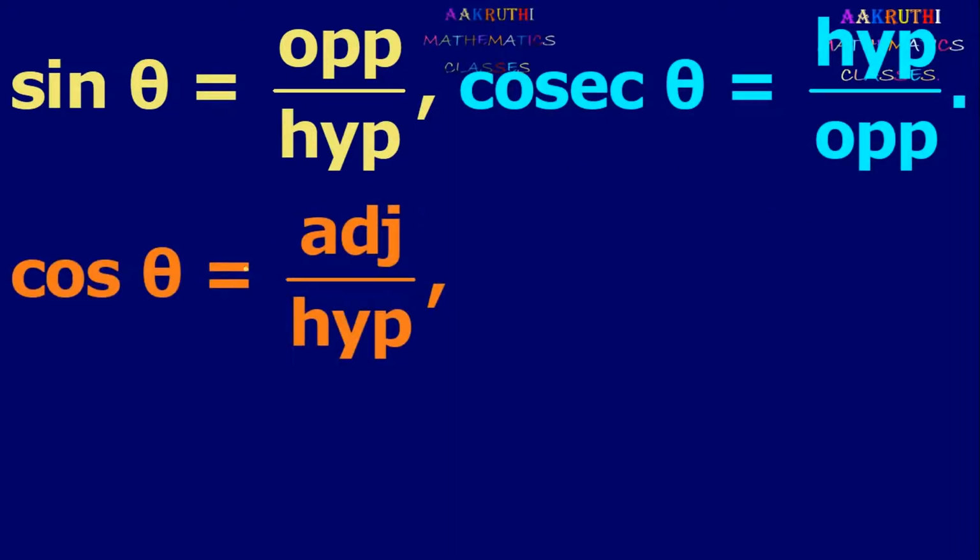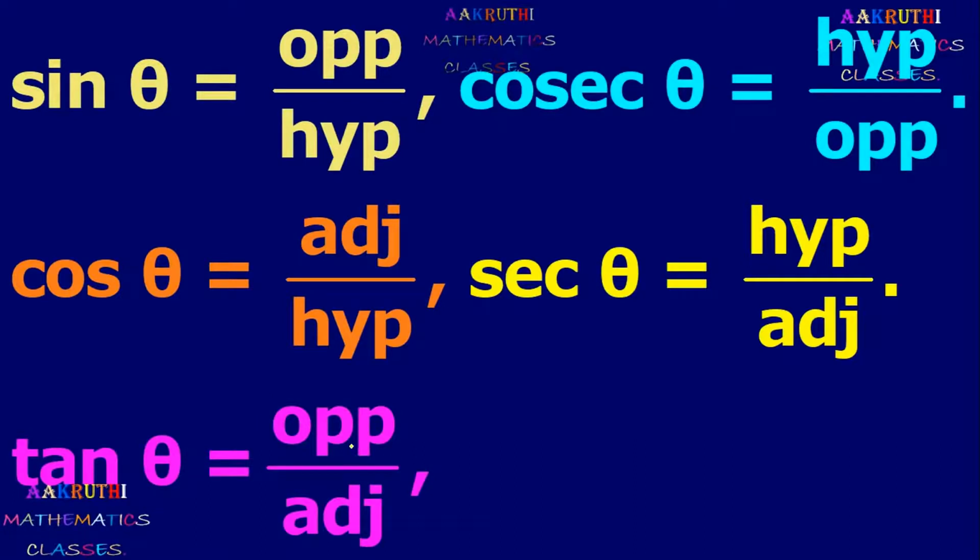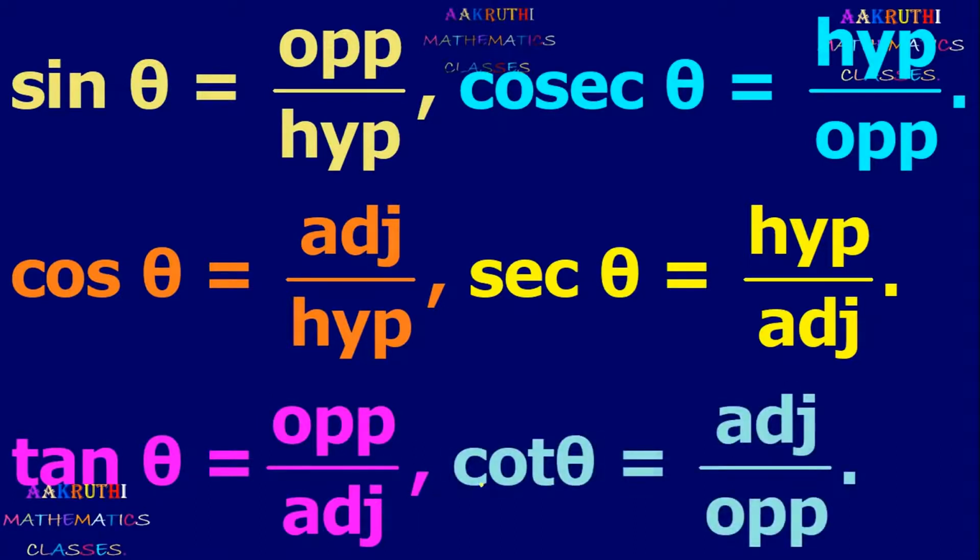So then it is cos theta. Cos theta is adjacent side by hypotenuse, and secant theta is hypotenuse by adjacent, and tan theta is opposite by adjacent side, and cot theta is adjacent by opposite side. So these are 6 trigonometric ratios.